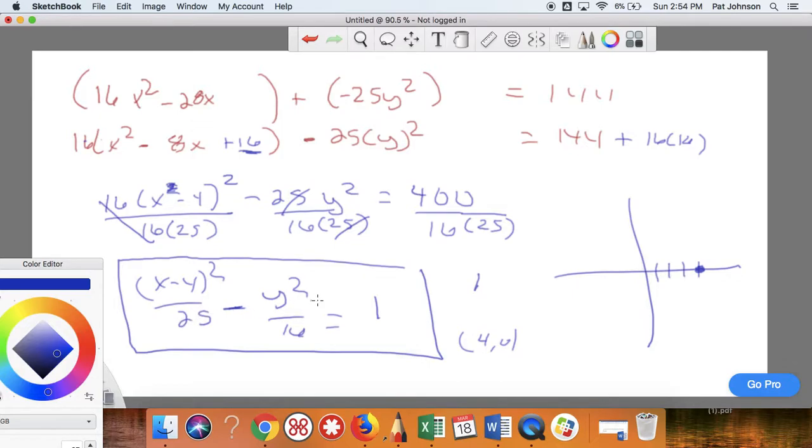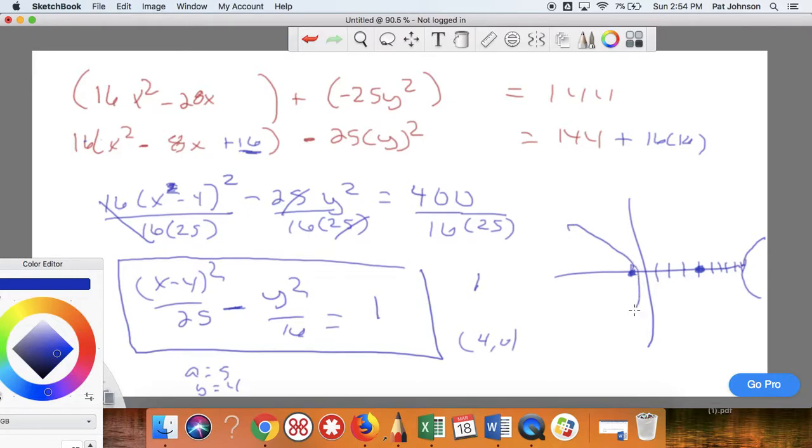It's going to be horizontal. And A is going to be 5, and B is going to be 4. So I'm going to go 1, 2, 3, 4, 5 units, 1, 2, 3, 4, 5 units here, and that's going to be my vertex.